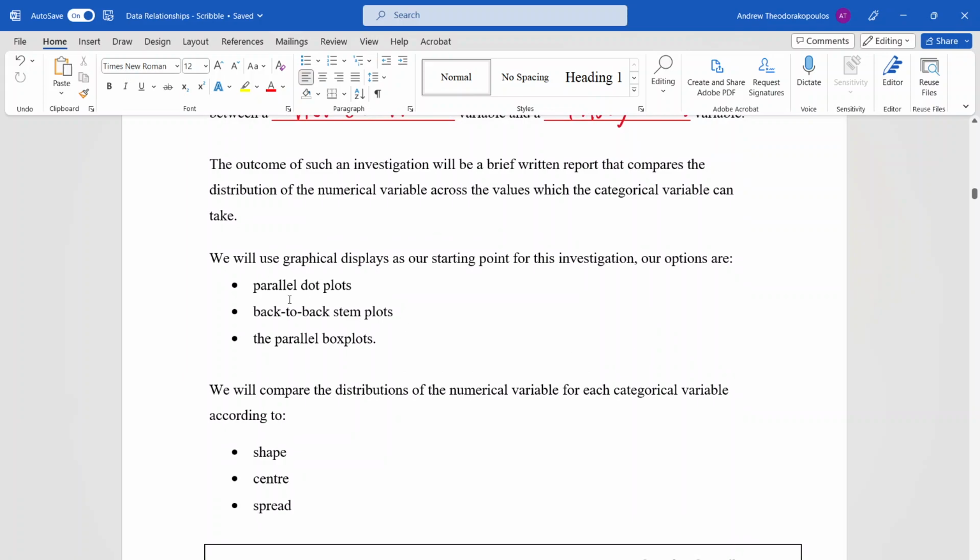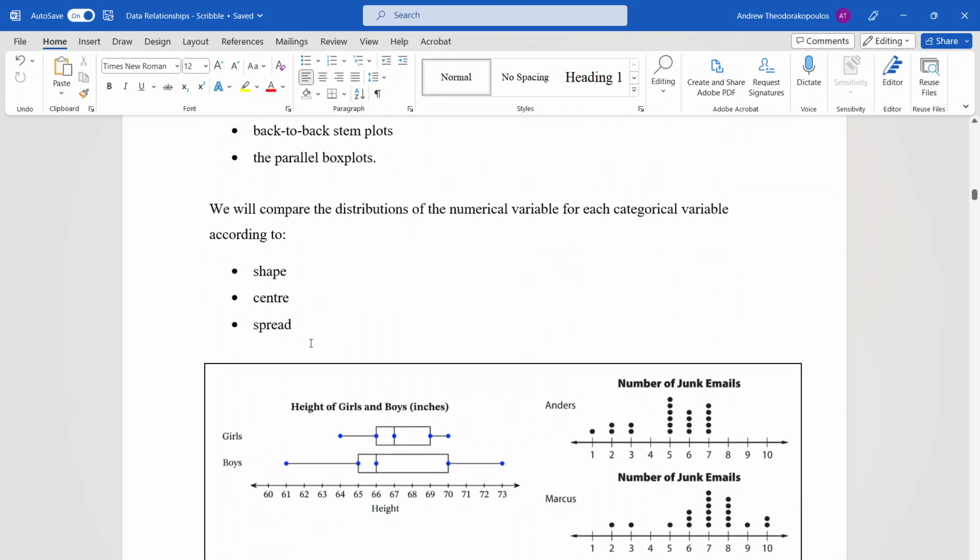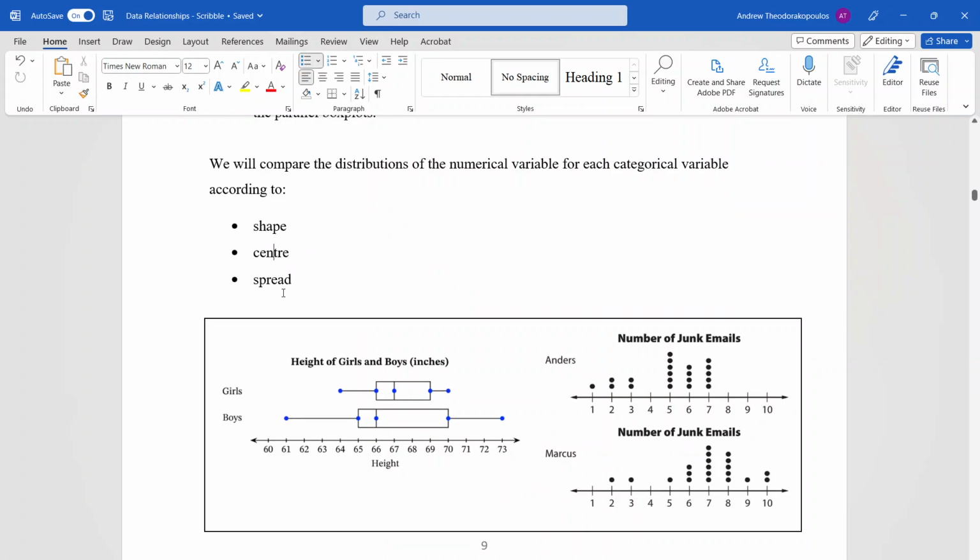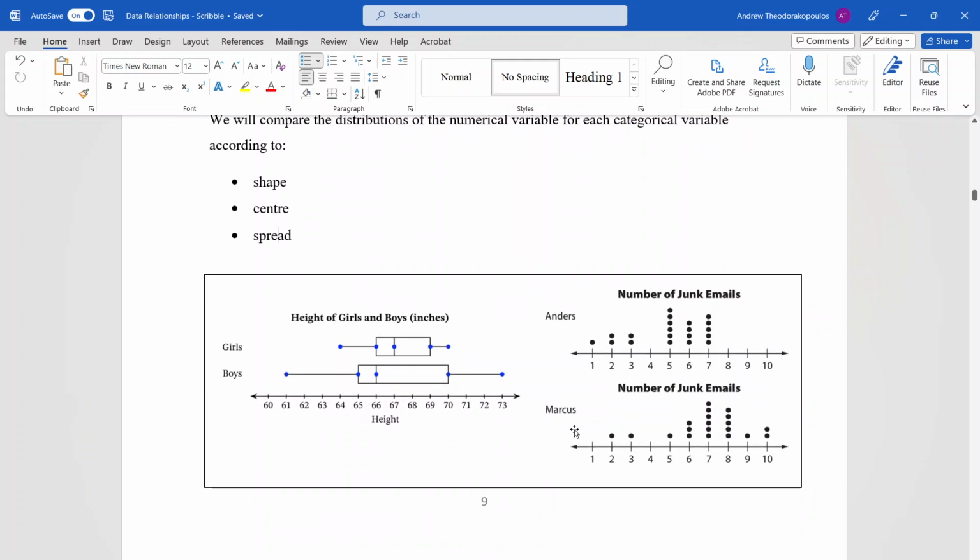So we'll use parallel dot plots, back-to-back stem plots, parallel box plots. We will compare the distributions of the numerical variable for each categorical variable according to its shape, center, and spread. So looking here at this box plot, there's 2 of them, so therefore it's a parallel box plot, as long as there's 2 or more. This is what we're going to aim to achieve, to understand the difference between these 2 box plots. Straight away I can see that the median is higher in the first one, and also that the range is bigger in the second one, okay, because it's more spread out. That's the kind of thing that we're going to be looking at.